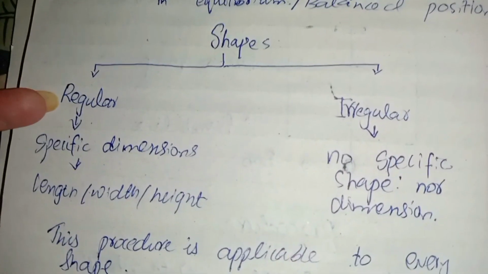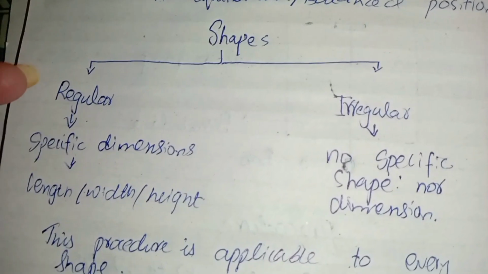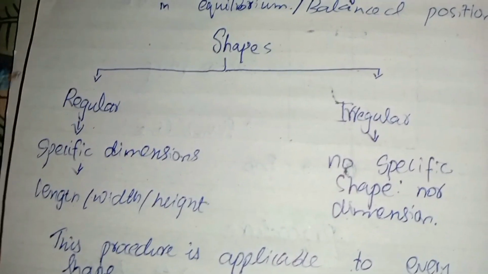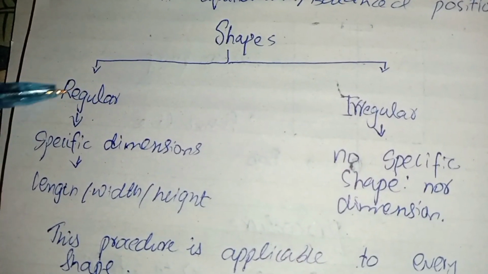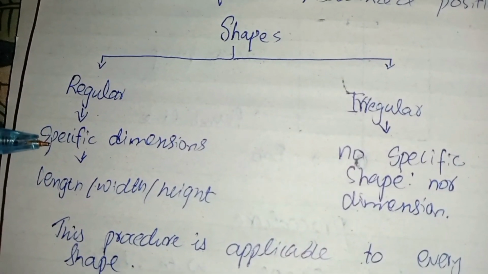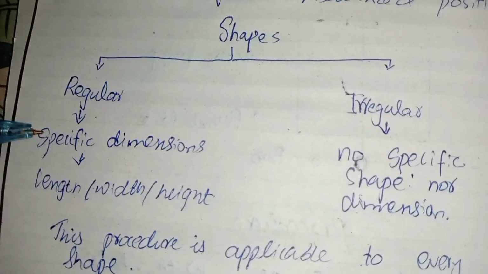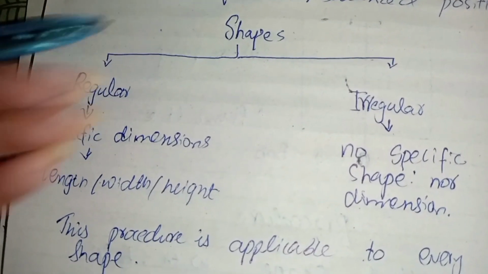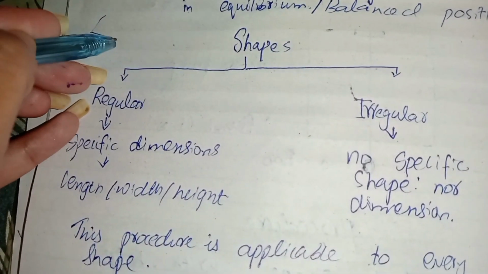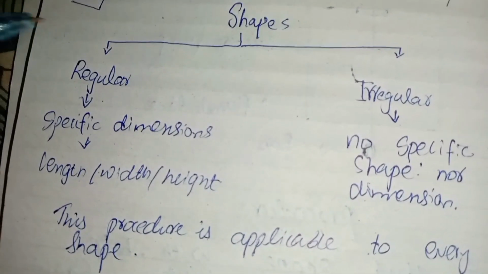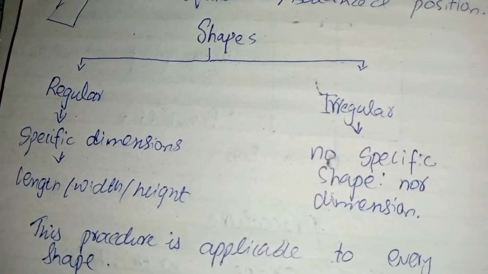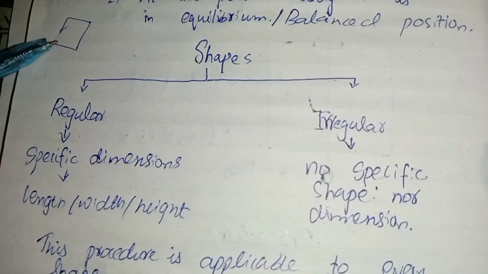Regular name is defining itself that it would have something that would be specific. So the regular shape is a shape in which it has the specific dimension. For example, it will have a specific length, specific width, and specific height. We will name this shape as a regular shape. And the second shape is the irregular one, in which there would be no specific shape.